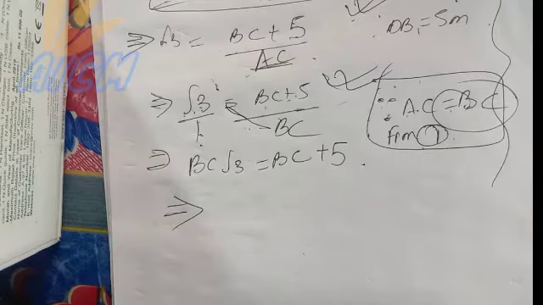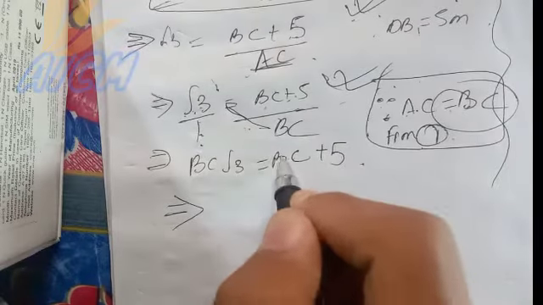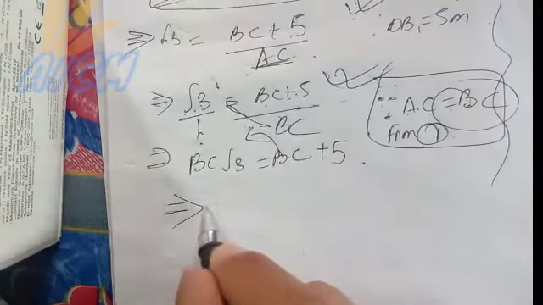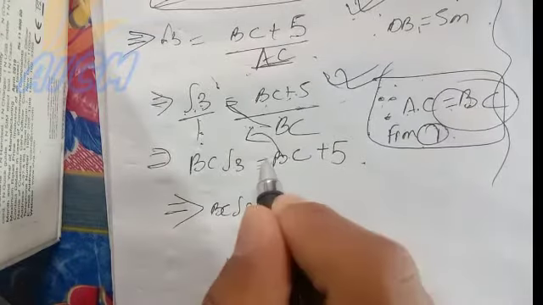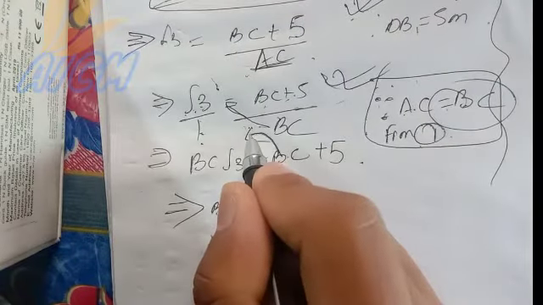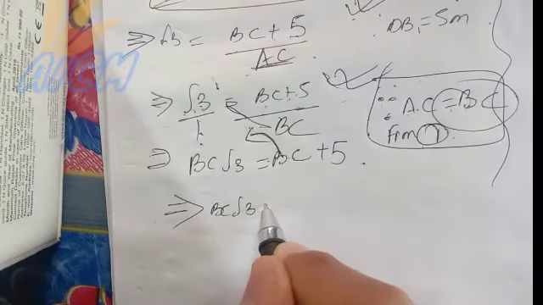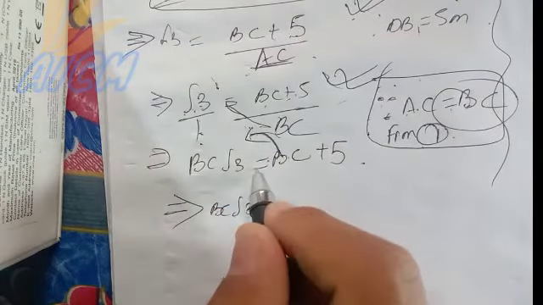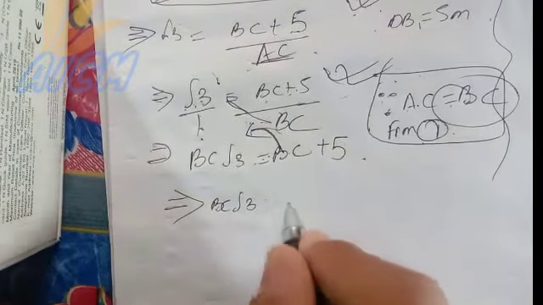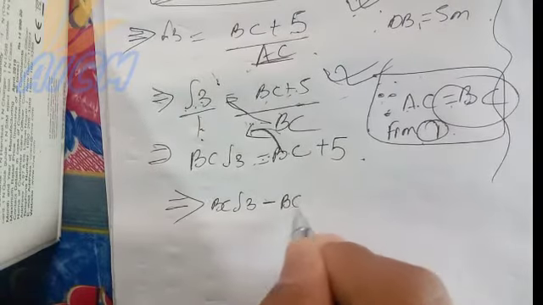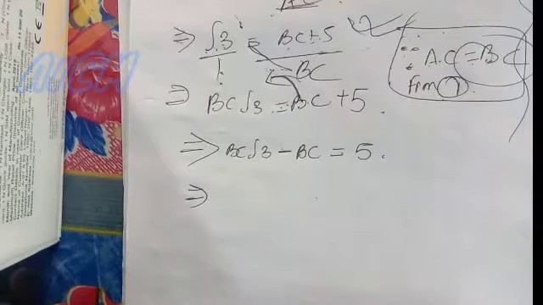Let us send the BC to the other side. See, let us send this BC this side. BC root 3, and if we send this BC this side, as this is plus, if we transfer it to the other side where there is equal to, this plus will turn into minus, and we have BC, and then we have plus.